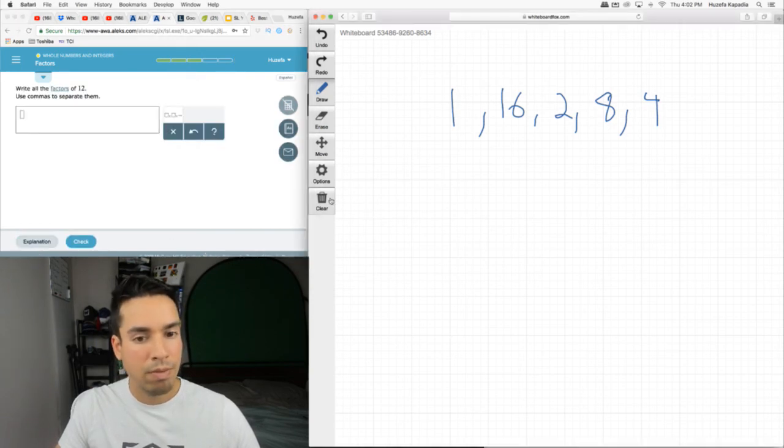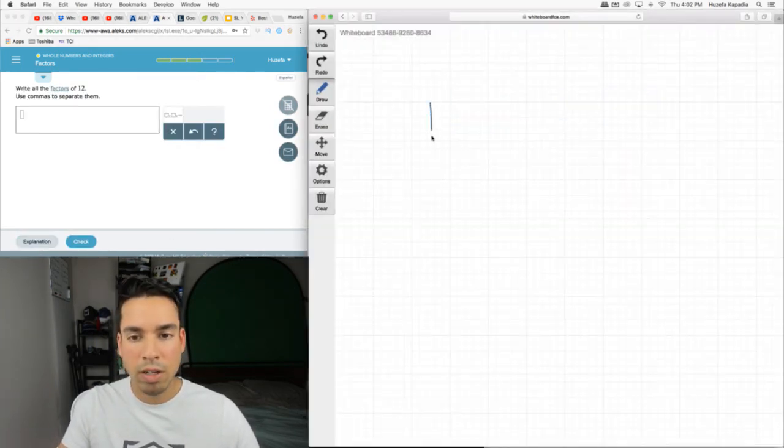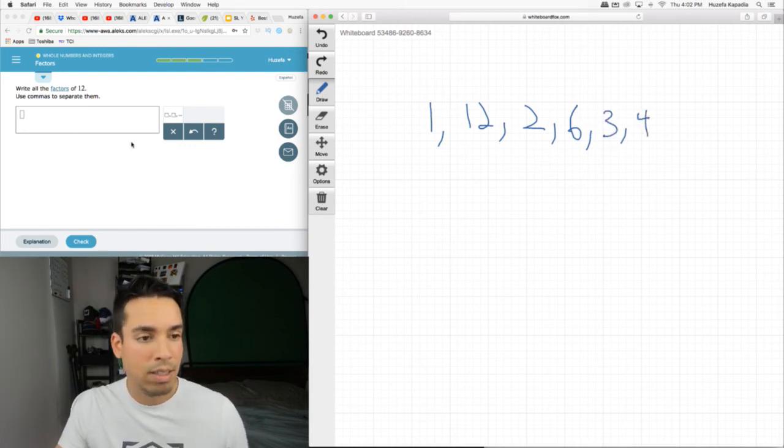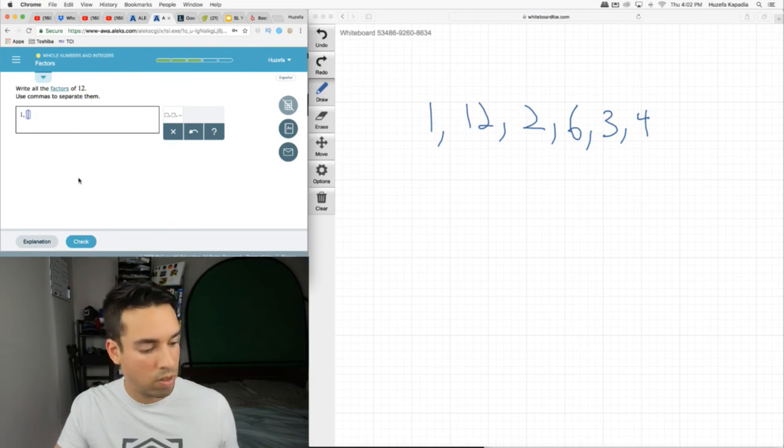All right, last one. Write all the factors of 12. So start again with 1 and 12. This is even, so we know 2 goes into it. How many times? 6 times. And we got one set in between, which is 3 times 4, which is 12. And those are all the factors. So we got 1, 12, 2, 6, 3, and 4.